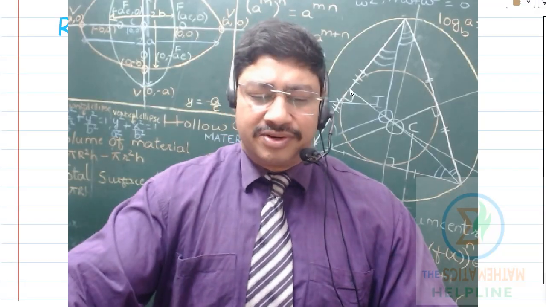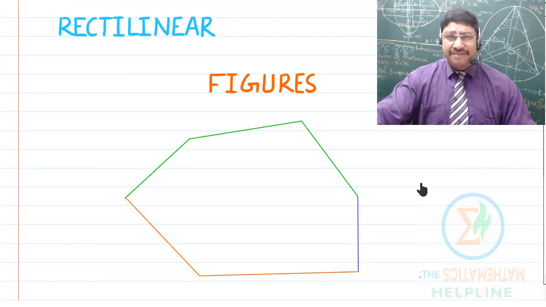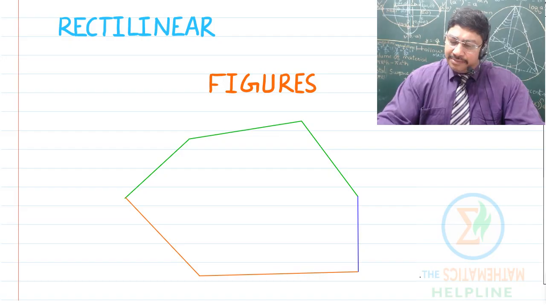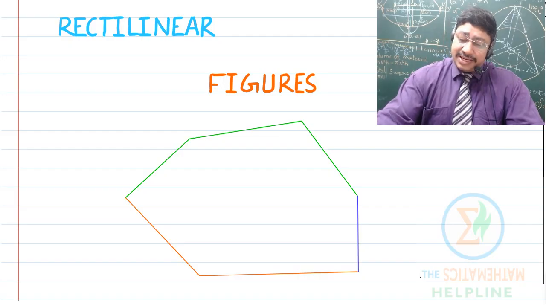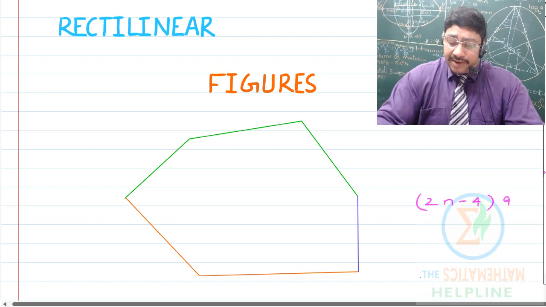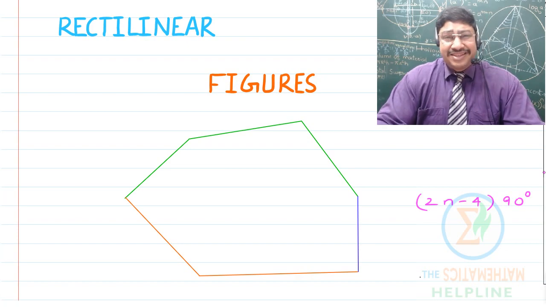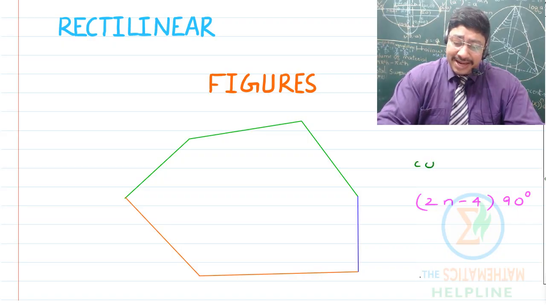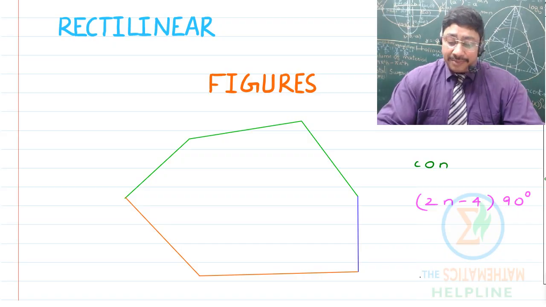So let's begin, children, and let's first unravel what is actually the sum of the interior angles of a concave polygon. I'm sure when anybody tells you it is about a convex polygon, you all know that it is going to be 2n minus 4 times 90 degrees. What if this is a concave polygon? That is where you are in a dilemma. So this is where I'm going to help you today.